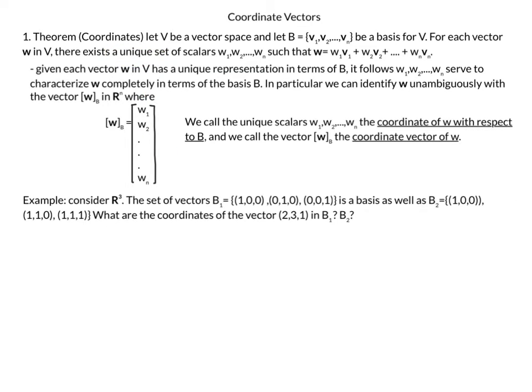For our first example, we are going to consider two bases. Remember I said that coordinates are with respect to a basis. So here's our first example. We have two different bases. First is our standard basis, that is the basis of 1, 0, 0, 0, 1, 0, and 0, 0, 1. And then we have the second basis, which starts out with 1, 0, 0, but then has 1, 1, 0, and 1, 1, 1. And the question is, what are the coordinates of the vector 2, 3, 1 in B1 and B2?